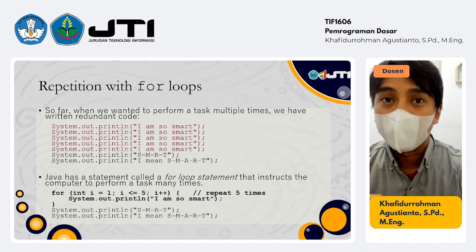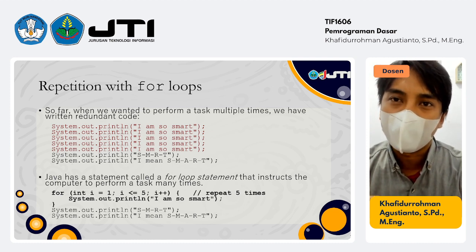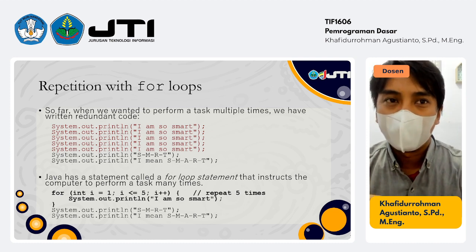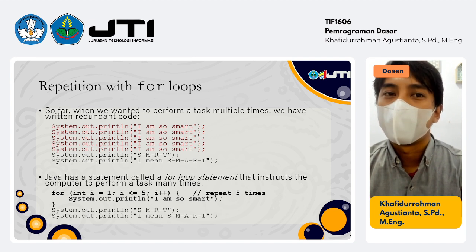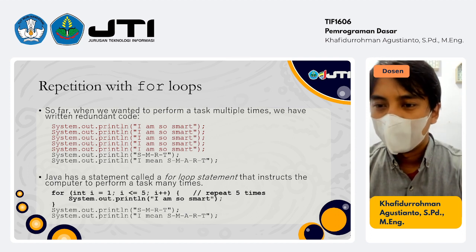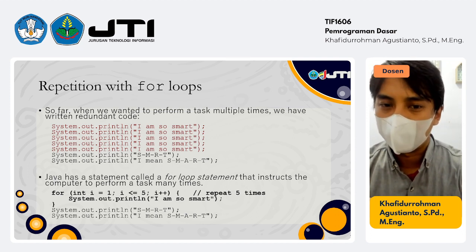Java has a statement called a for loop statement that instructs the computer to perform a task many times. For example, for int e = 1; e <= 5; e++, then System.out.println("I'm so smart"), then System.out.println("smart"), System.out.println("I mean smart"). These have equal output.